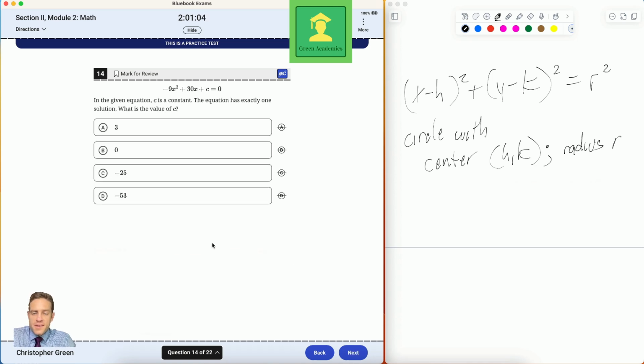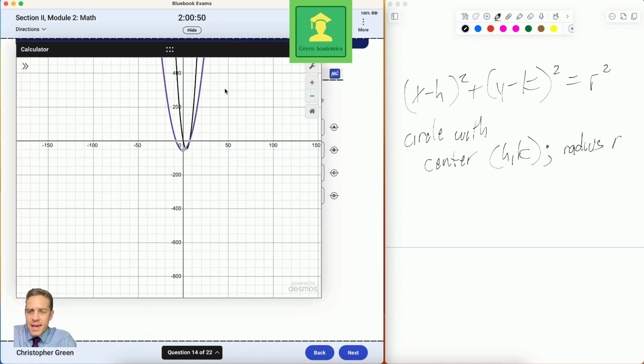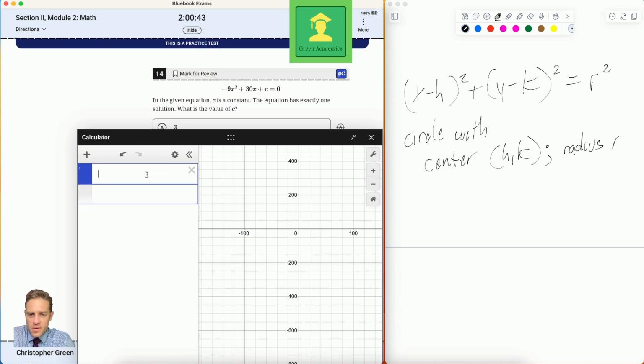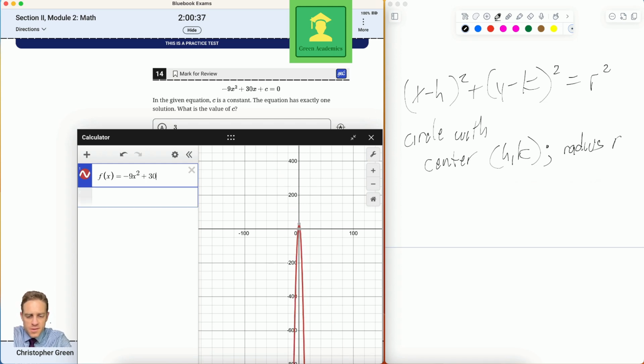In the given equation, c is a constant. The equation has exactly one solution. What is the value of c? There are a couple different ways to do this. I think probably for most people, making it a slider on Desmos is the most realistically quick, helpful way to do it. Let's do it that way first. So let's say it's f of x equals negative 9x squared plus 30x plus c. Yeah, and it offers to make a slider.